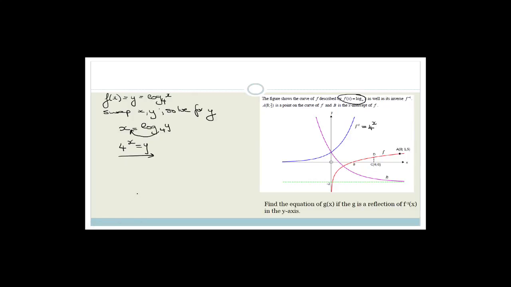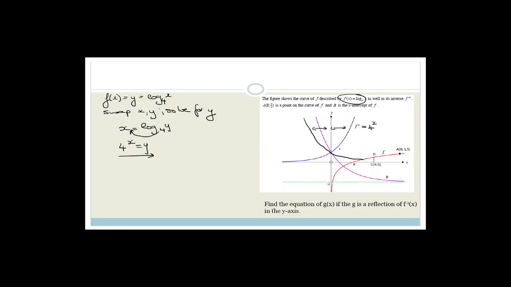Okay, next it says, find the equation g of x if g is a reflection of this in the y-axis. In other words, if I had to draw it, do you agree that if it's a reflection in the y-axis, it means that it's going to look something like this. It's going to be the mirror image. This would be the mirror image. So this is going to be equidistant. Okay. So what is happening there? Do you agree that all that's happening is that the x values are becoming negative? Okay, do you understand what I'm saying?